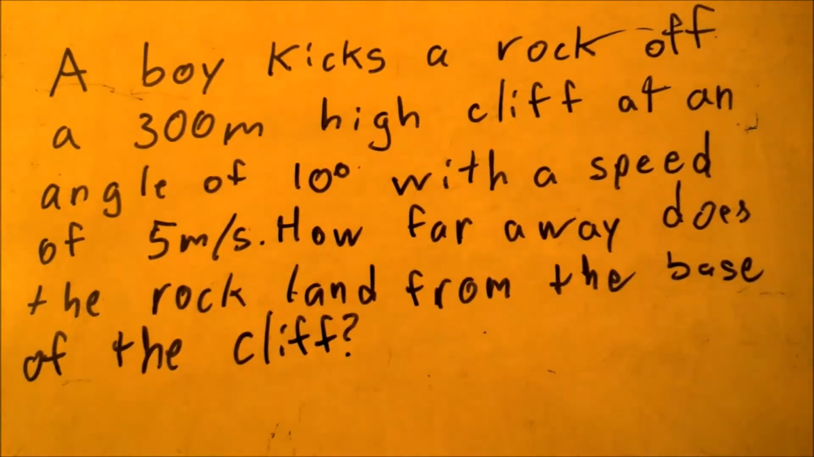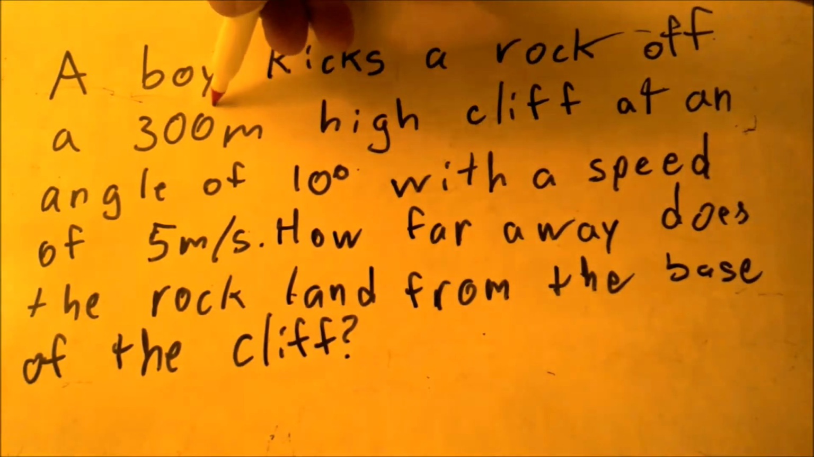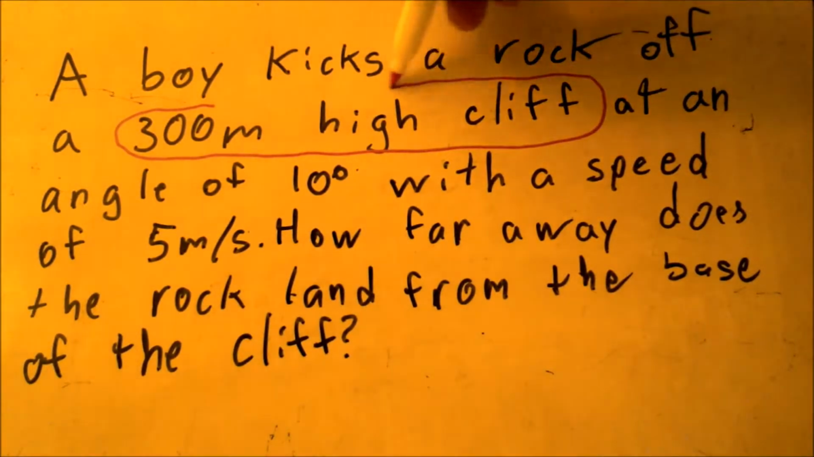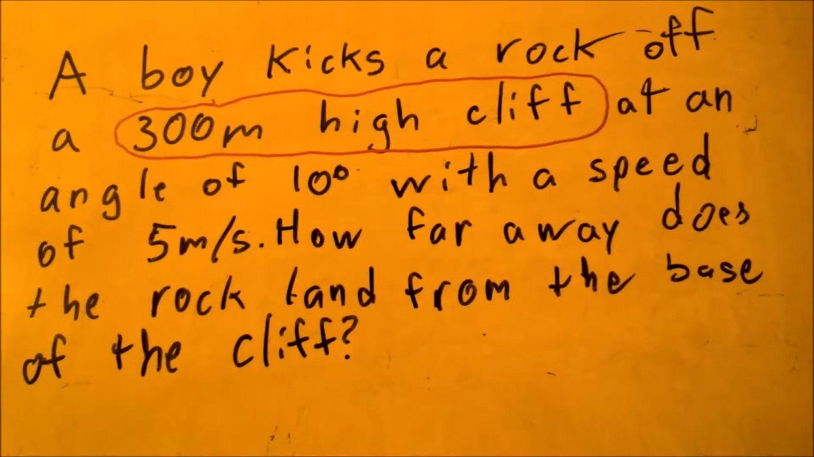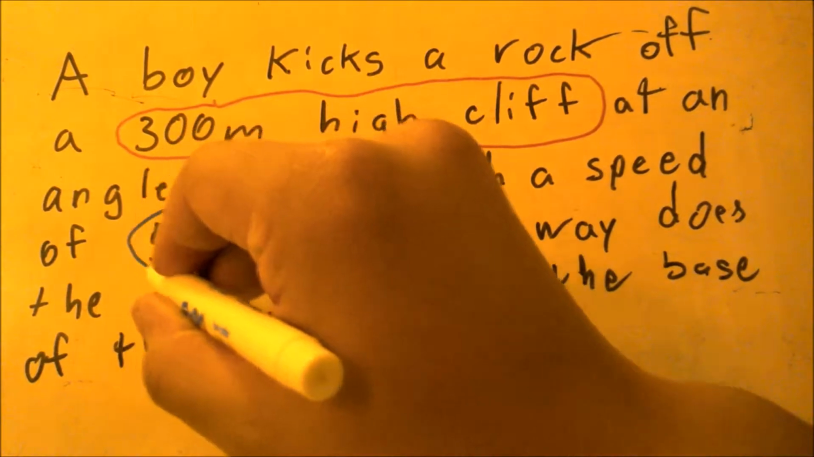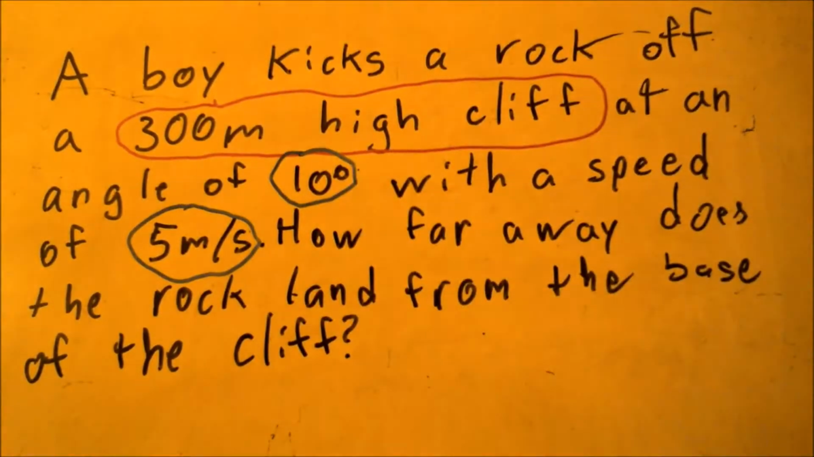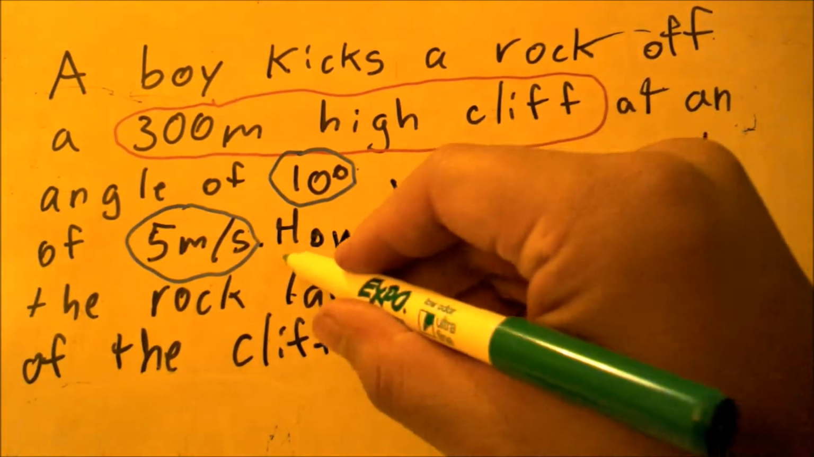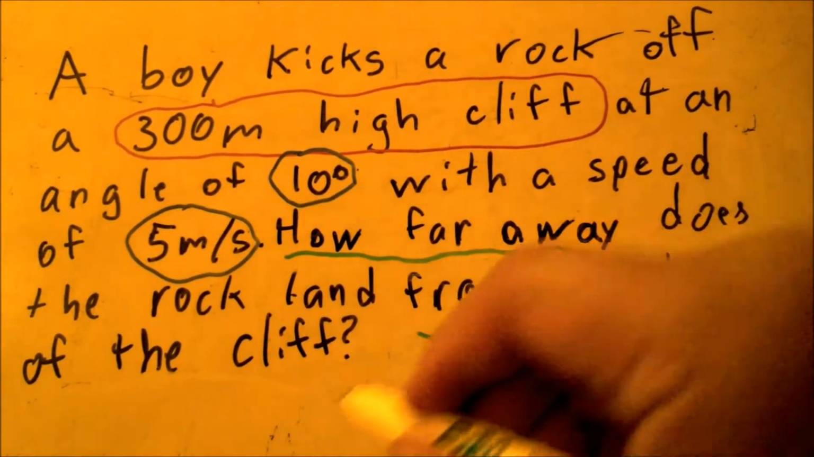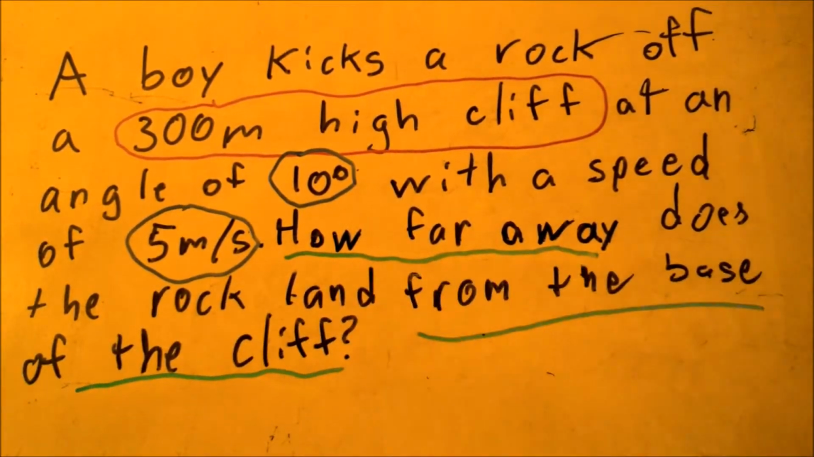Okay, so there are three things we need to absorb in the information they give us. 300-meter high cliff, 10 degrees and 5 meters per second, and the question, how far away from the base of the cliff? Okay, so our first step is to draw a picture.